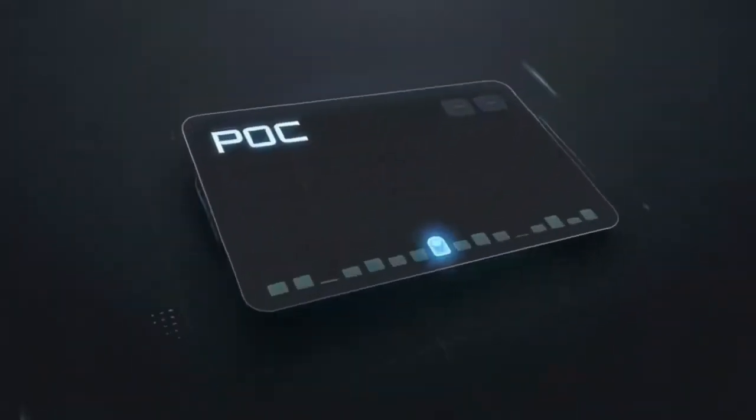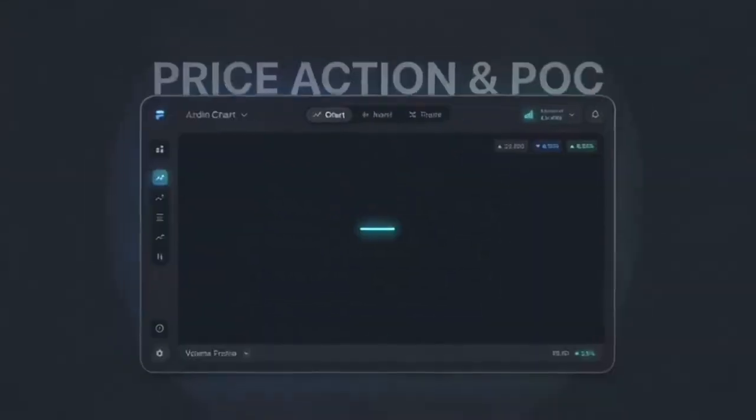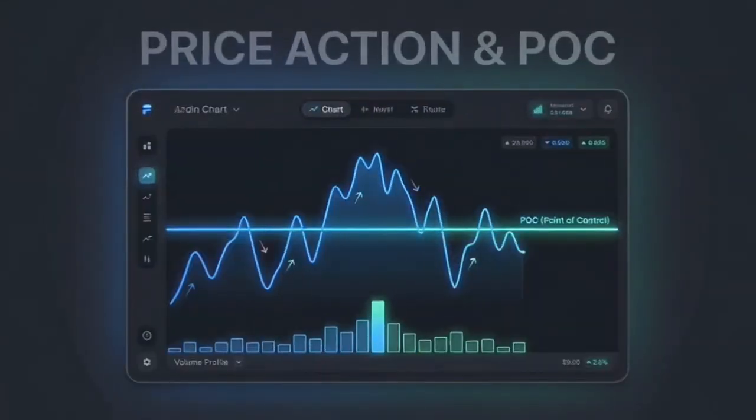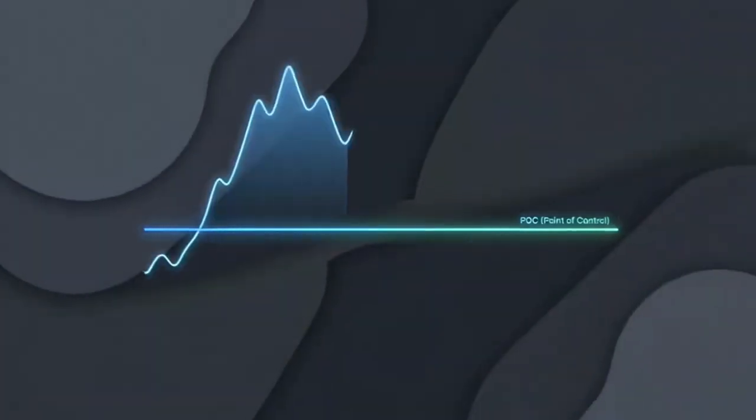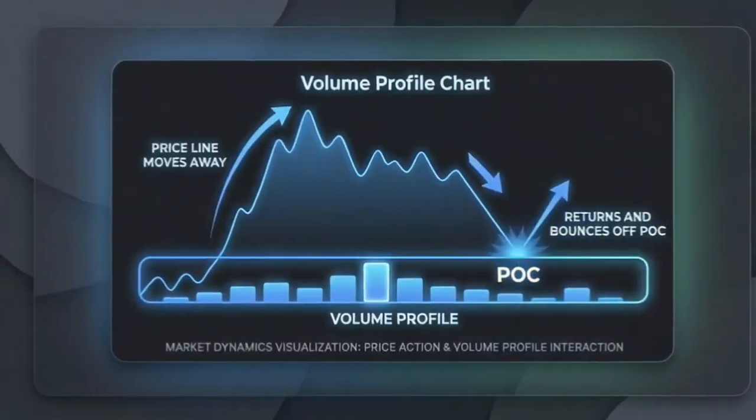The point of control is the single price level where the most volume traded over the measured period. Think of it as the market's center of gravity. Price tends to orbit around it. When price moves away from the point of control and then returns, it tends to react significantly when it arrives back.